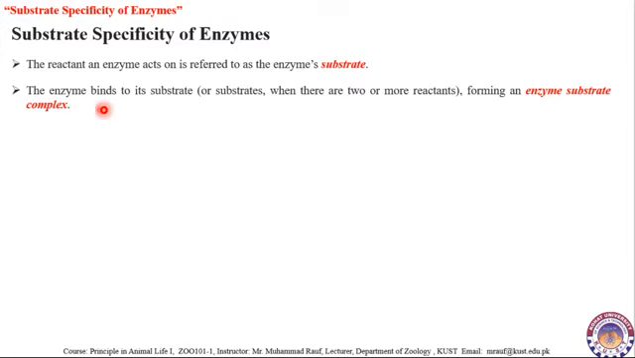The enzyme binds to its substrate, or substrates when there are two or more reactants, forming an enzyme substrate complex. So what is an enzyme substrate complex? When the enzyme binds with the substrate, their combination forms the enzyme substrate complex.